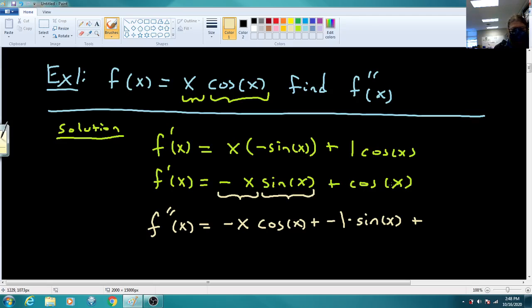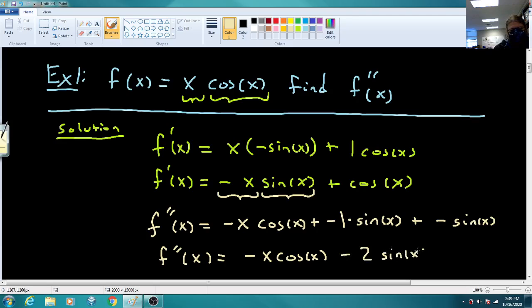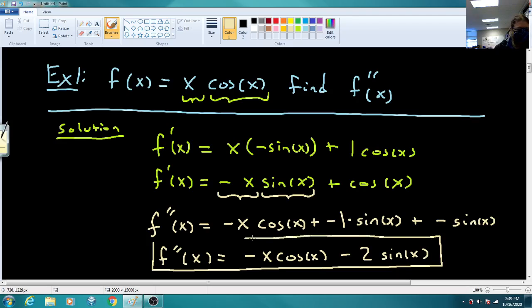And then plus out here I take the derivative of cosine of x. Since that's cosine of x by itself and it's separated from a plus, we don't need the product rule for it. The derivative of cosine is negative sine of x. So my second derivative will equal negative x cosine of x. Negative sine of x plus another negative sine of x is minus 2 sine of x. And that's our second derivative, and that's basically all we have to do for that one. So again, we just used the derivative of sine as cosine, and the derivative of cosine is negative sine.